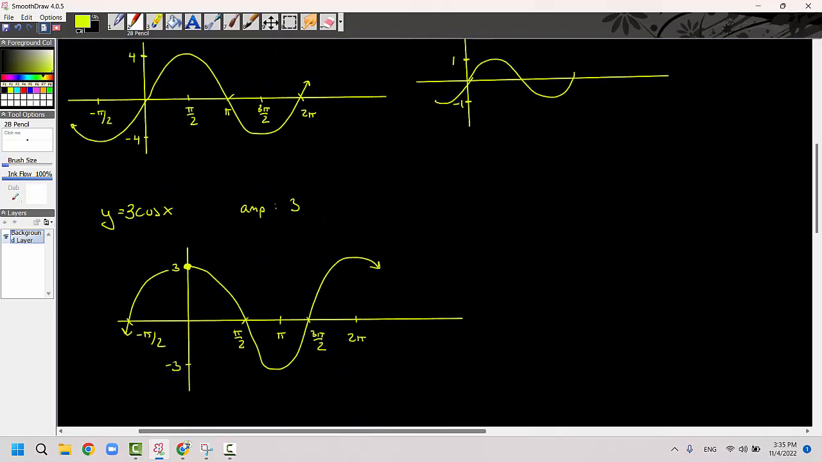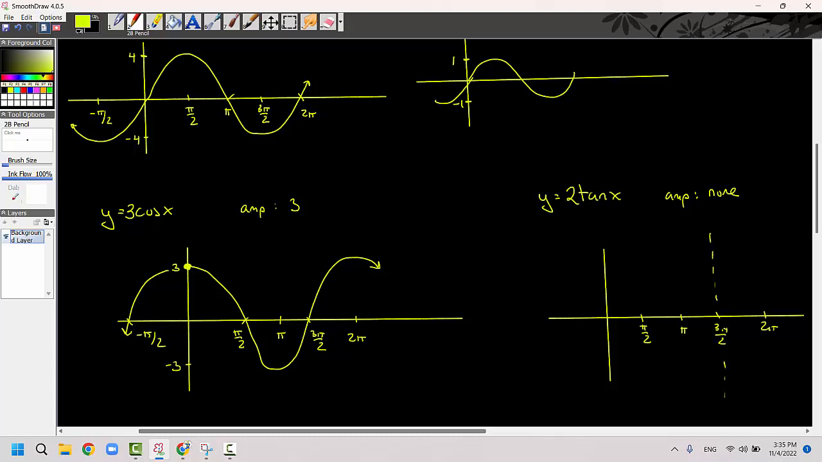Now, with tangent, there is no amplitude, because amplitude has to be locked between two particular values. So if I do, say, 2 times tangent of x, do not label the amplitude as 2. If you were to label the amplitude under this list, you would write none. So how does the 2 affect tangent? Well, all it does is what you would normally expect. It makes the graph skinnier. And so all you would have to do is make it just a little bit thinner and grow a little bit faster.